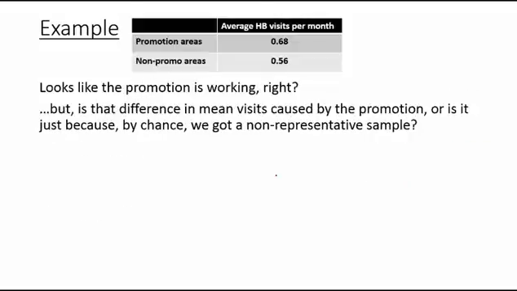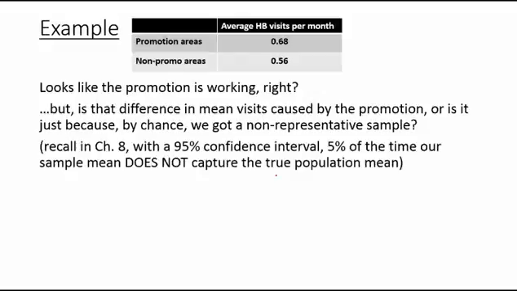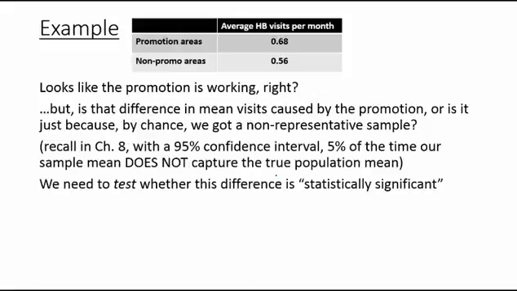Is this difference in mean visits caused by the promotion, or is it just because by chance we get a non-representative sample? Remember, in sampling, the sample-based estimate isn't always accurate. 95% confidence interval means 5% of the time our sample does not capture the true population mean. So we've got to test whether this difference is statistically significant. And that's what hypothesis testing is all about. Let's break hypothesis testing down kind of into the hypothesis part, and then we'll talk about the testing part.